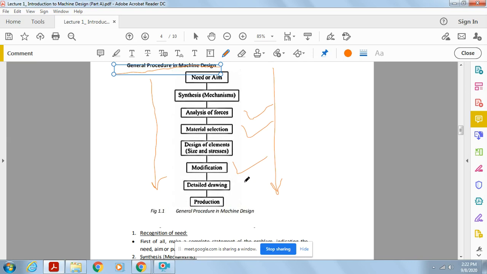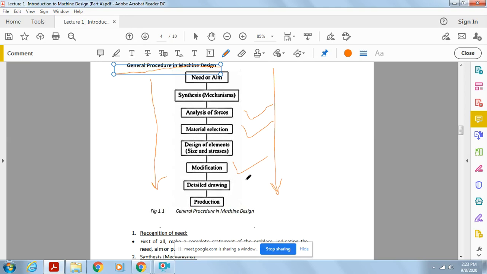Detailed drawing means, once you have all the design parts and have designed all the individual components, you assemble those components to form the detailed drawing. Like when you are designing an engine, say an SI engine, an engine has several components. You design all the individual components, and at the very end, after modification, you assemble those components to form the detailed engine drawing. So after assembly we get the detailed drawing.